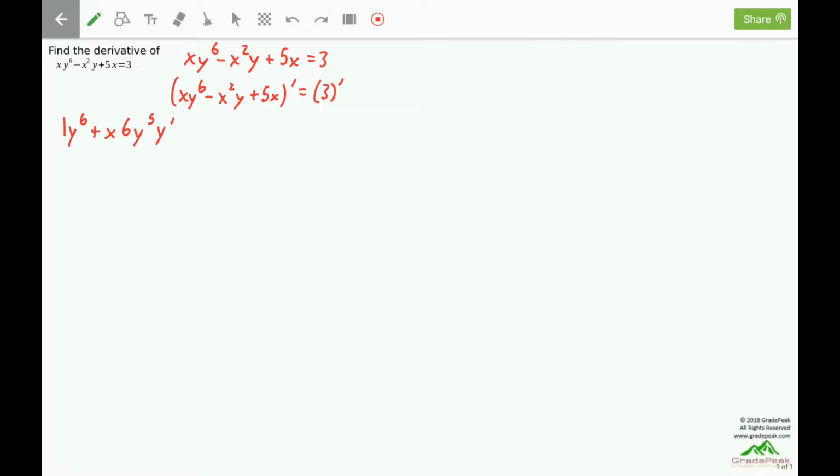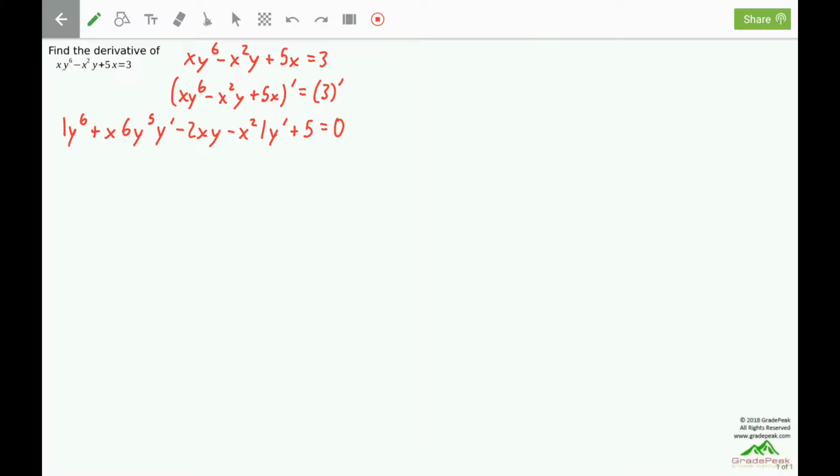Every time we take the derivative of a y term, we will have a y prime to complete the chain rule. The second term is the product rule, negative x squared times y. The derivative of the first is a negative 2x times the second left alone, plus the first left alone, negative x squared, times the derivative of the second. Derivative of y is 1, but then multiplied by y prime to complete the chain rule. Once again, we had a derivative of a y term. The third term, constant times x, the derivative will be the constant. That will give us a 5. And then on the right side, we have the derivative of 3, which is a 0.